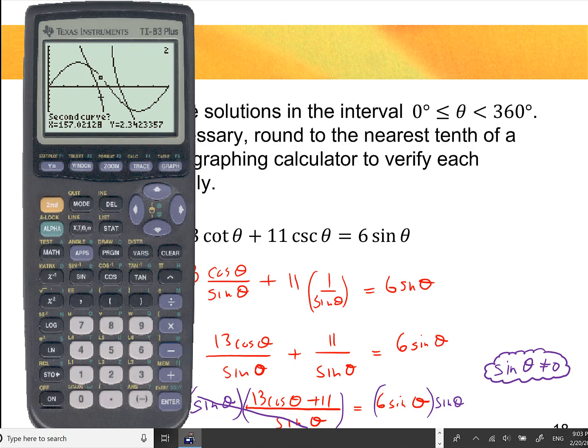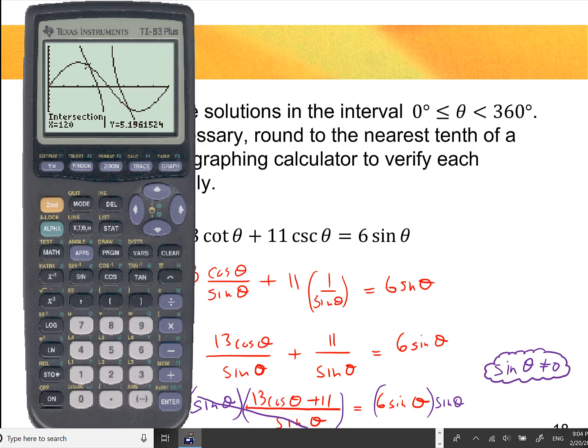So click, and then it says guess. You just want to get a little closer to that intersection point right over there. Closer to the intersection point and go. Voila! Look at this. I have an intersection point of 120, which is what we got.